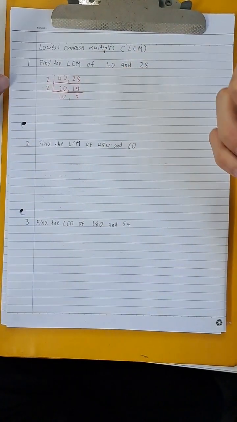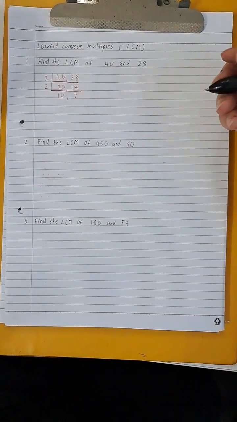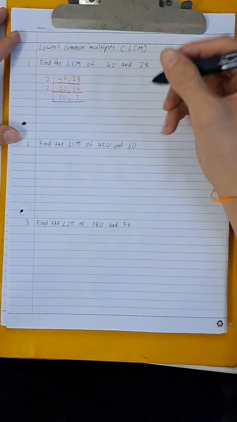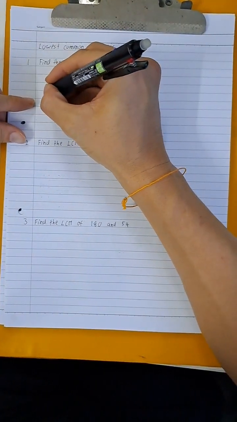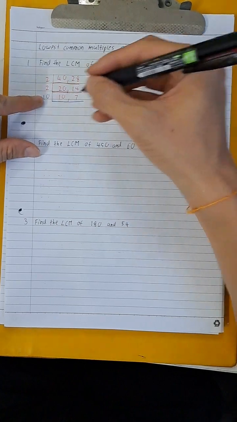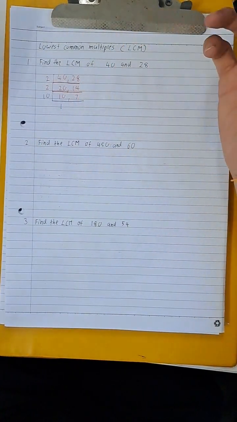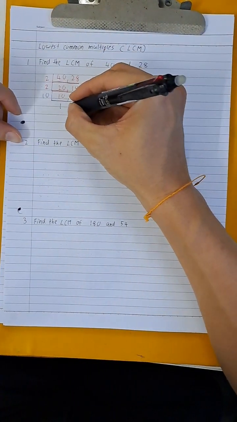Now you will notice over here there isn't any common factor anymore. So this is how you proceed to do LCM. We will divide by its own number to make this 1. So for this case, I will use 10. 10 divided by 10 gives me 1. 7 divided by 10 gives me a decimal answer. We do not want that. So we will just bring down the 7.